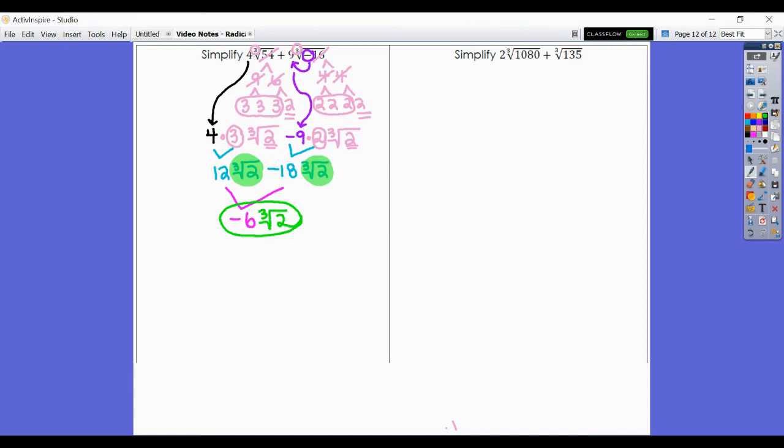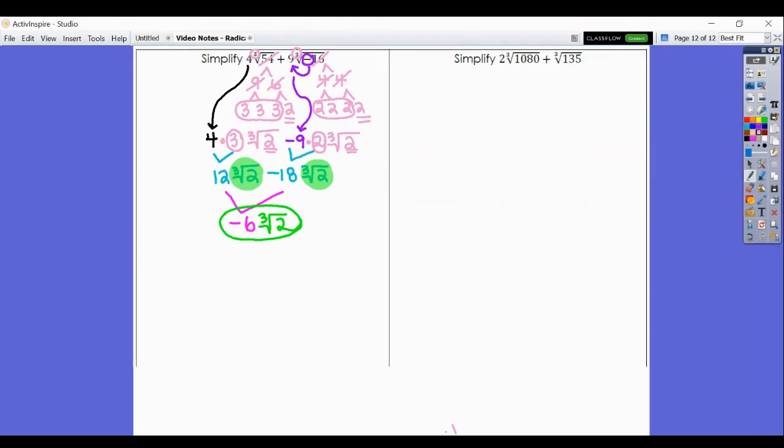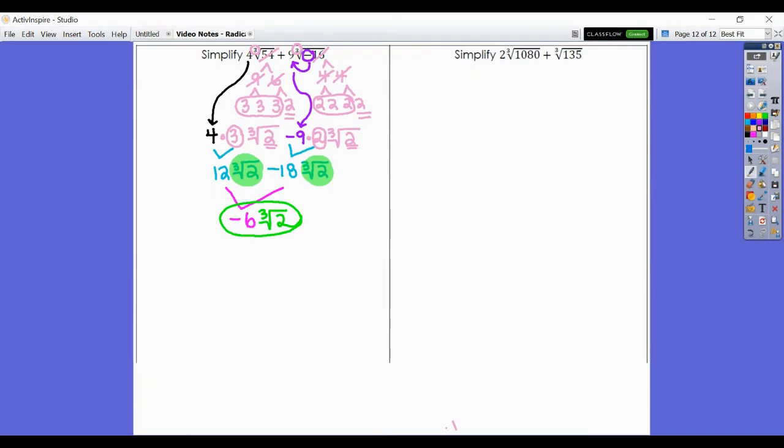Last example, we want to simplify 2 times the cube root of 1080 plus the cube root of 135. We break down one at a time because they are not prime, so they're both able to be broken down. I'm trying to get them down to the same radical to combine them. If I can't get them to the same radical, then I can't combine them. So let's see what happens when I break down 1080 into factors.